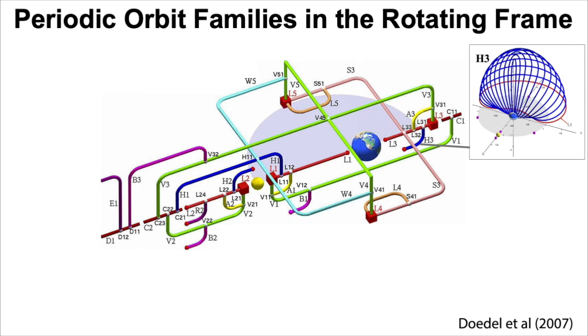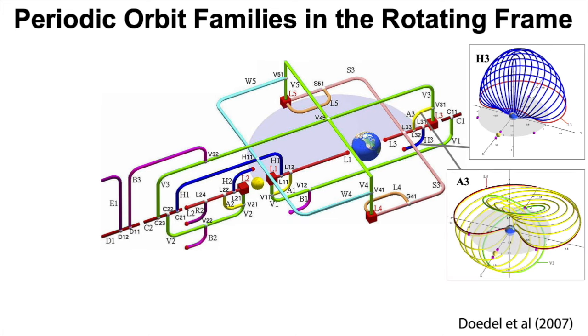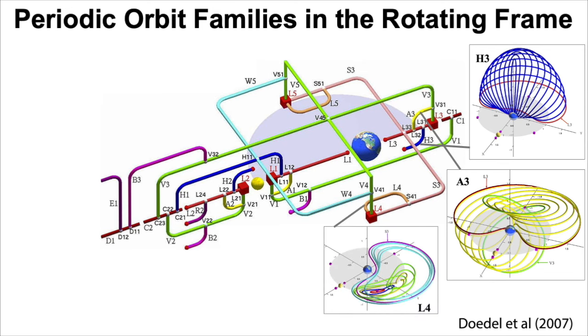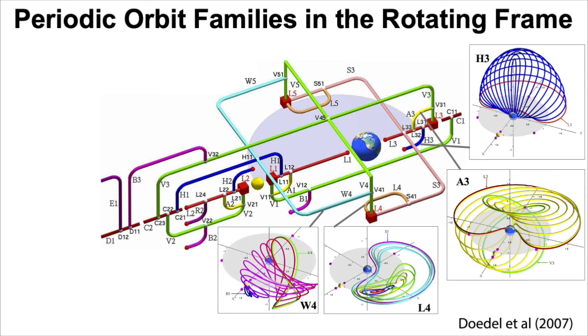So this is a family of halo orbits around L3. Some other strange type of orbits, again periodic, around L3. I think A stands for axial orbits. There's orbits around L4, and if you look at these, they don't look exactly like horseshoes, but all of these are definitely closing back up, and there's entire families of them. The families connect, and you get different branches connecting.